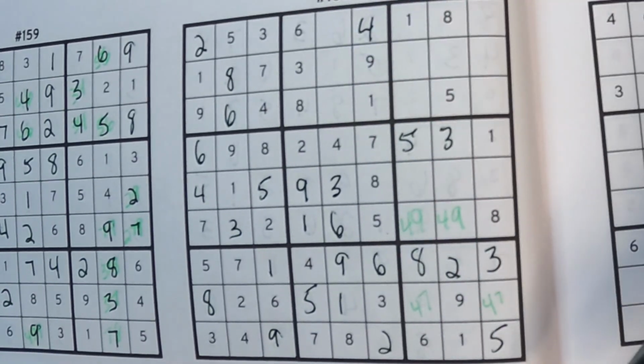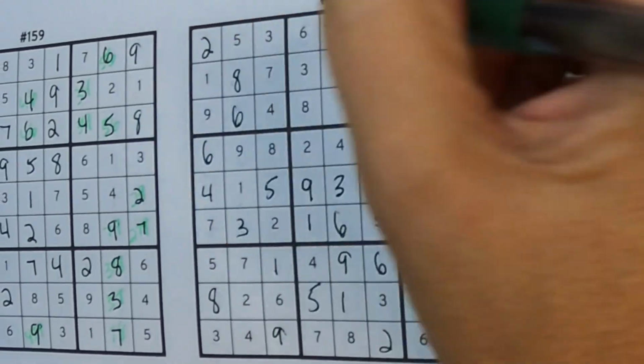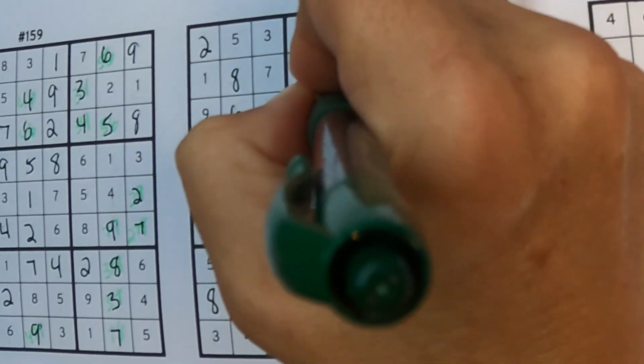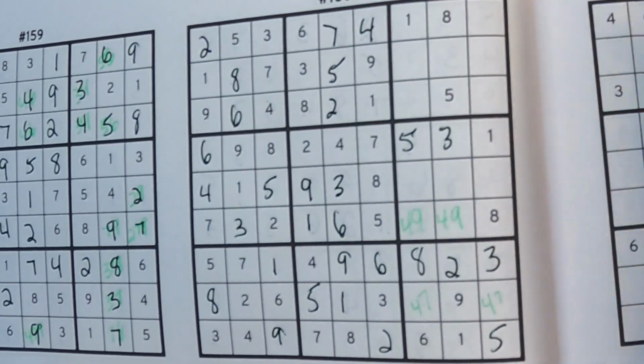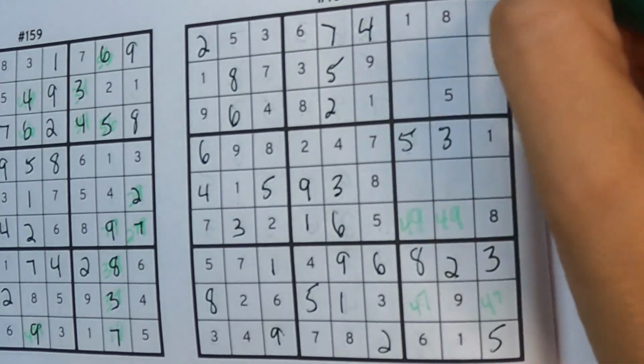For this box, we're missing 2, 5, and 7. We've got 2 and 5 here, so this is our 7. 5 here, so 2, 5. For this top row now, we're just missing a 9.